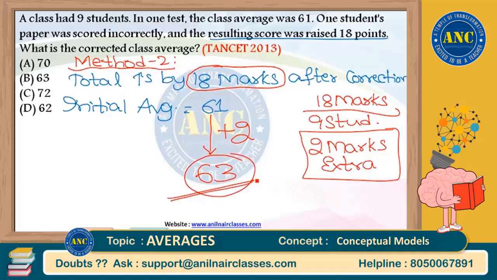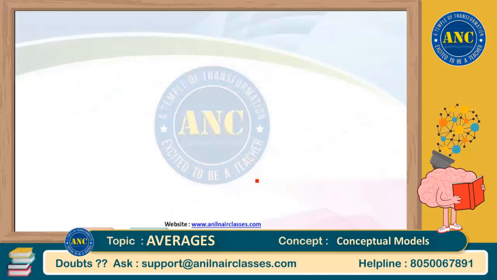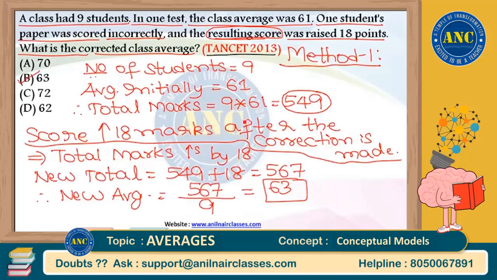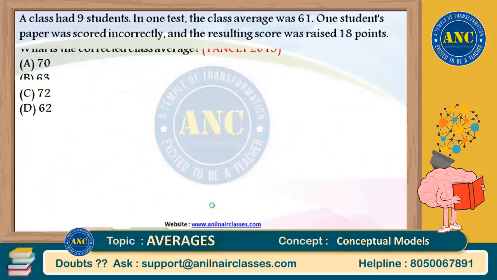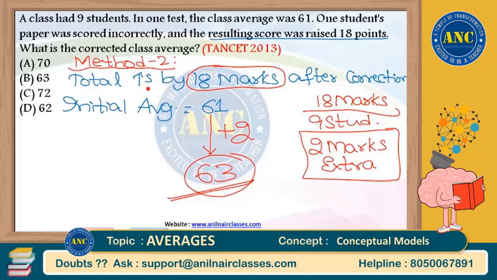How beautiful it is, sir. This is the concept that I taught you. This is exactly the concept. See method 1, sir. Method 1 is teaching you that you need to find 9 into 61, 549. You need to add 549 plus 18. You need to divide 567 by 9. You don't need to do all these simplifications or calculations. Simple. Total increases by 18 marks. And there are 9 students.